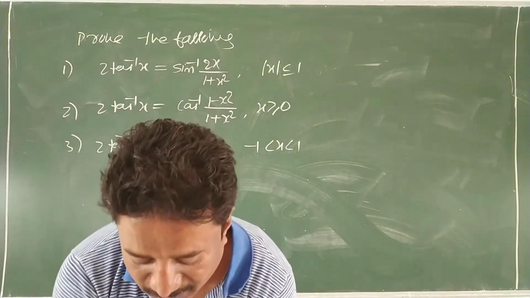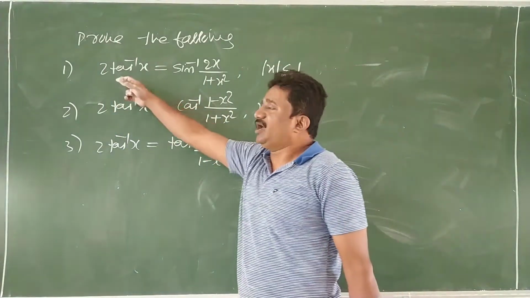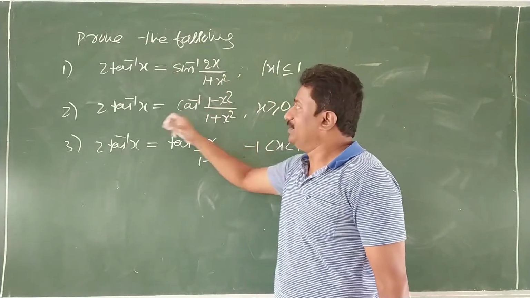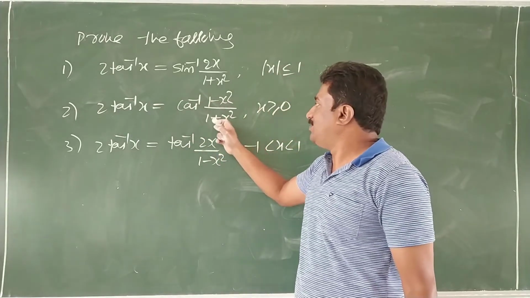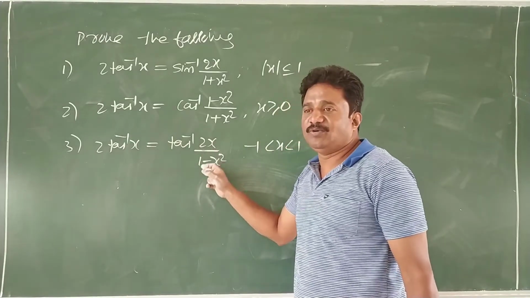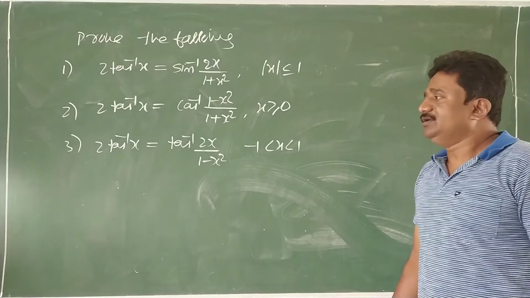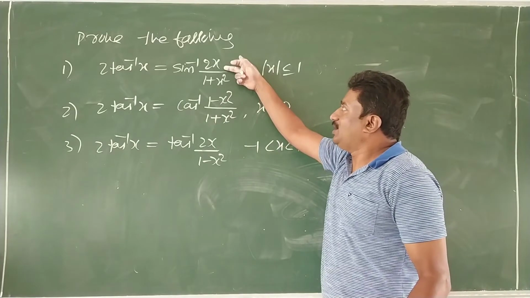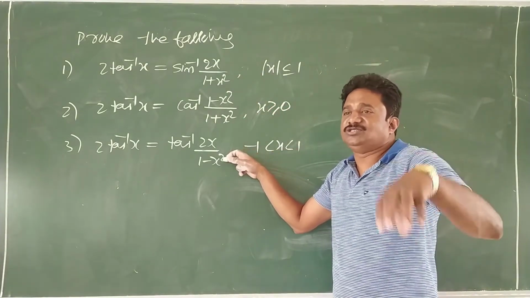Proving these formulas is so easy, students. It's dead easy. Look at this. 2 tan inverse x is equal to sin inverse 2x by 1 plus x square. 2 tan inverse x is equal to cos inverse 1 minus x square by 1 plus x square. 2 tan inverse x is equal to tan inverse 2x by 1 minus x square. Look at this, students. When you observe these things, we will get some formulas into our mind.